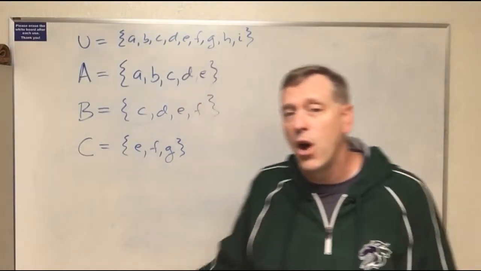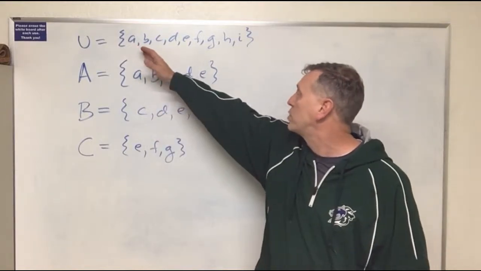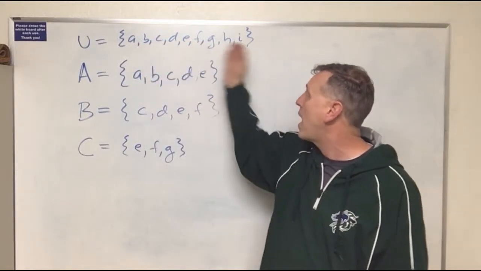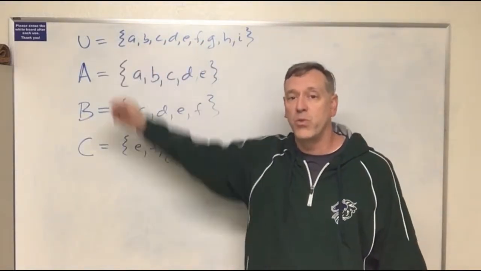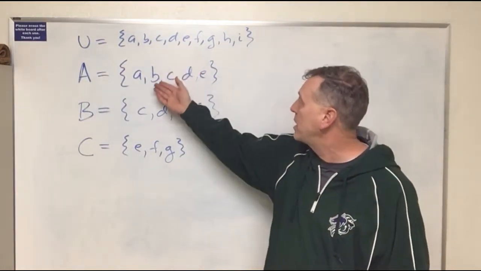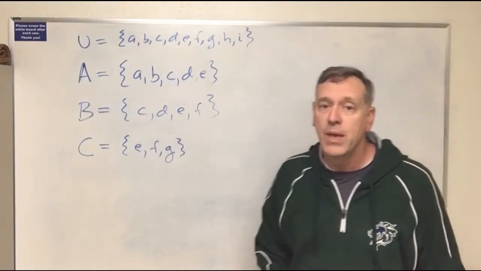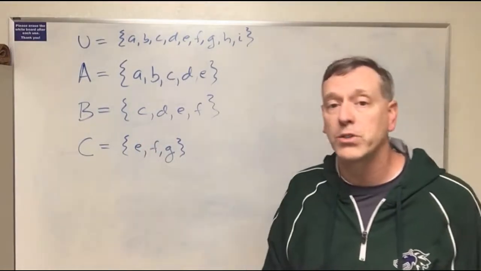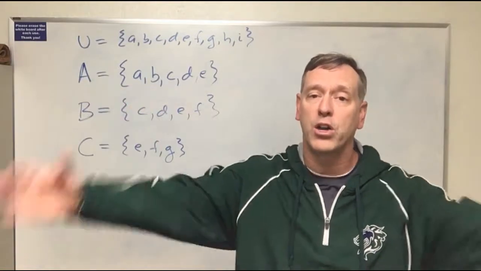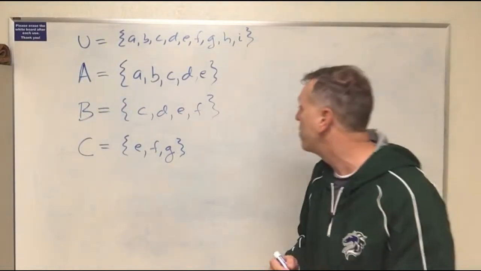In other words, all of these items are part of this universal set of letters, lowercase a through i. Not every item in the universal set is in each or even all three, any of the three of these. And so from this we can draw some conclusions, and I just want to draw conclusions from this, and then we'll talk about some of the more specific problems with that.